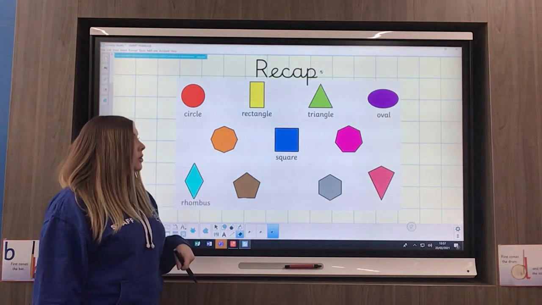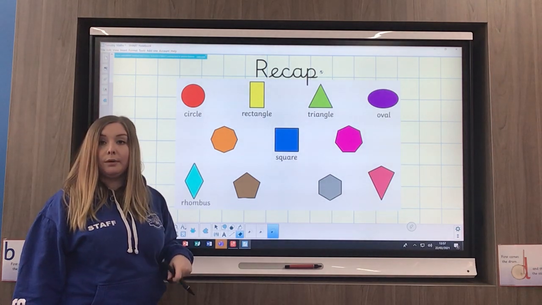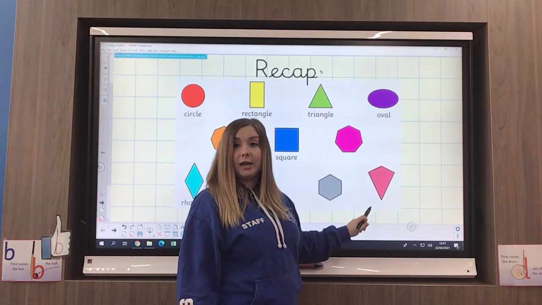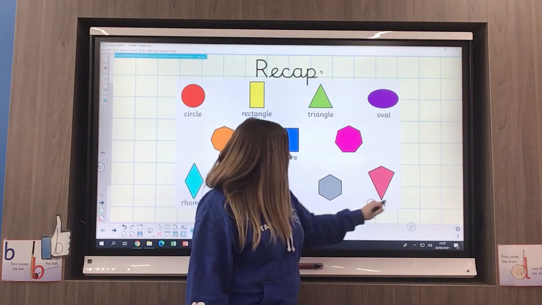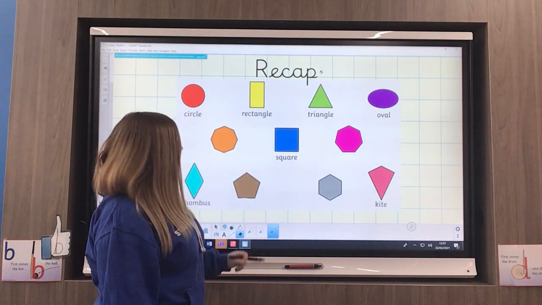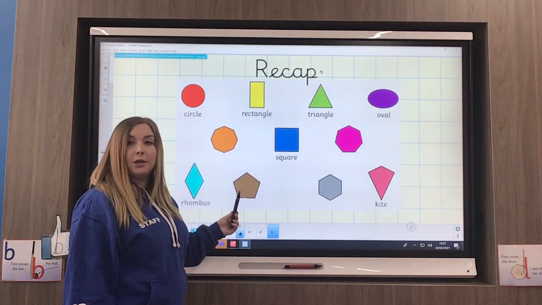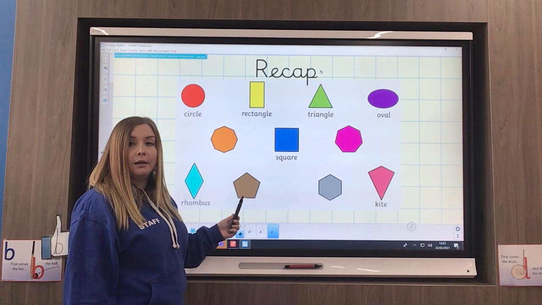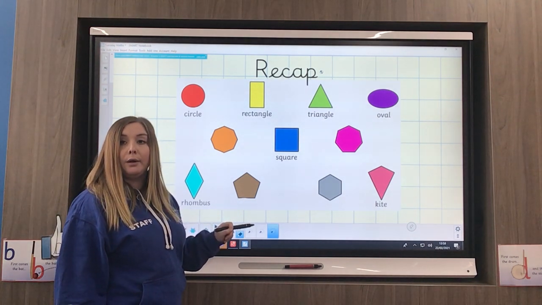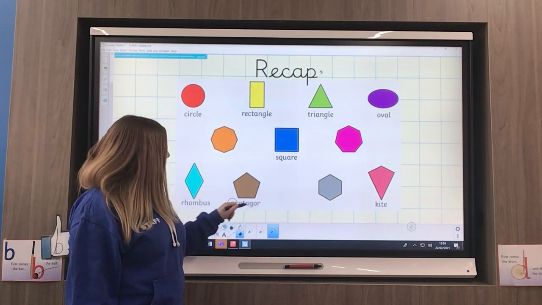Can anybody spot another four-sided shape? Okay, I've spotted one here. And what's the name of this shape? Okay, so that one's the kite. Well done. A five-sided shape then, and I think we had to look at these yesterday. What do we call a five-sided shape? It begins with a pentagon, brilliant.